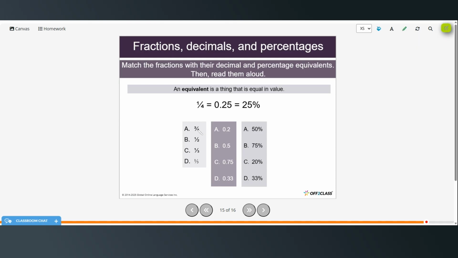Okay, so 3/4 is equal to 0.75, which is equal to 75%. 1/2 is equal to 0.5, which is equal to 50%. 1/3 is equal to 0.33, which is equal to 33%. And 1/5 is equal to 0.2, which is equal to 20%.